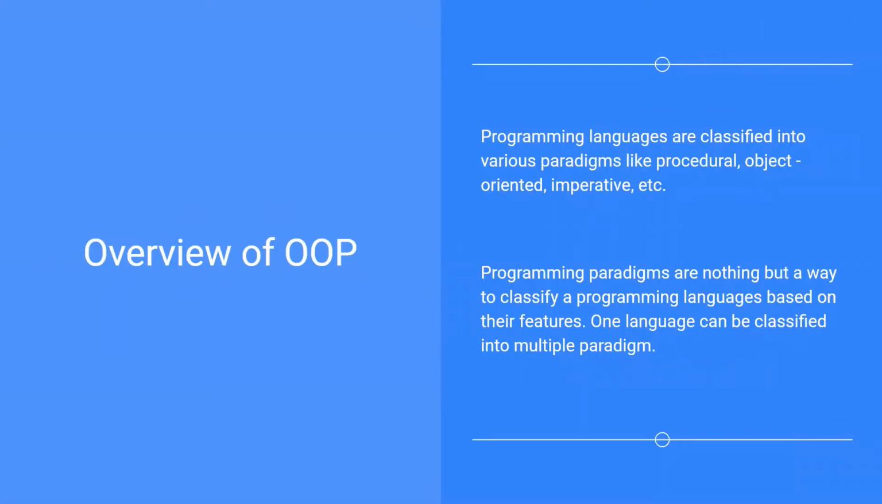Overview of OOPS. Programming languages are classified into various paradigms like procedural, object-oriented, imperative, etc. Programming paradigms are nothing but a way to classify a programming language based on their features. One language can be classified into multiple paradigms. So basically in Python, you can do imperative programming, procedural programming, functional programming that we have already taught you, and now object-oriented programming, which comprises of objects and classes. Let's move on.